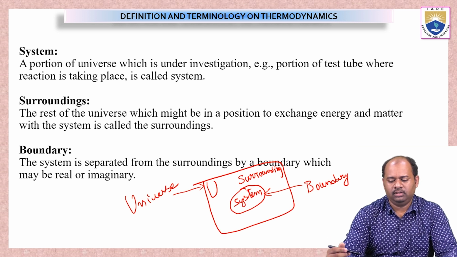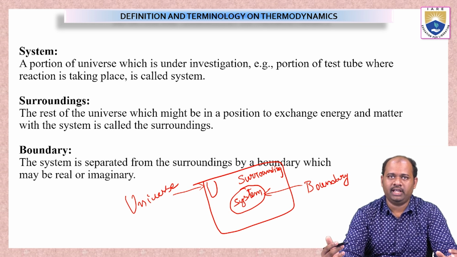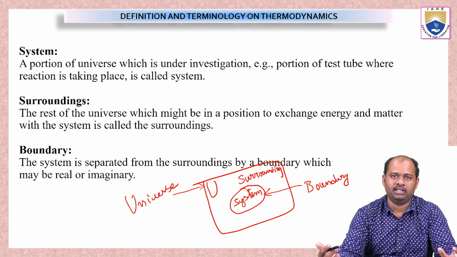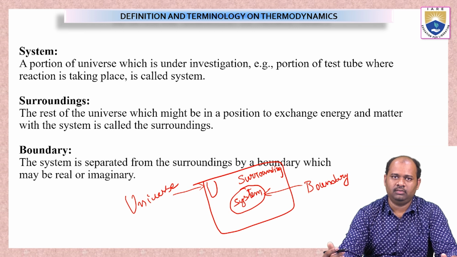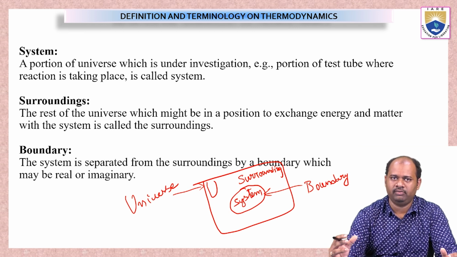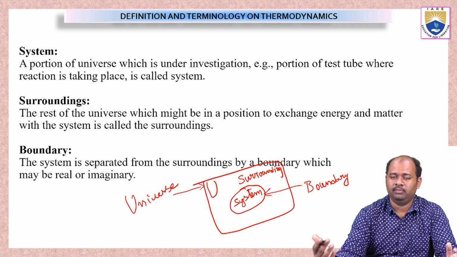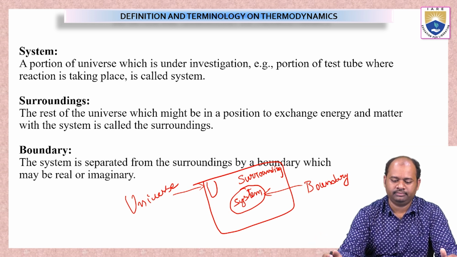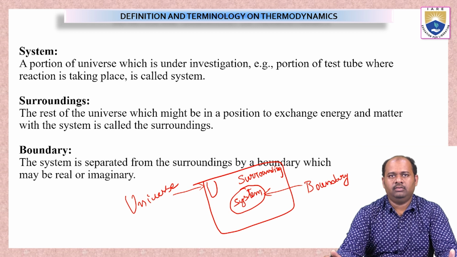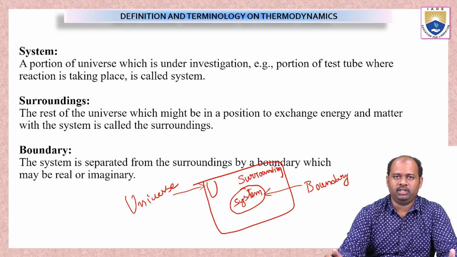Now, let us take an example of the system. A portion of a test tube where a reaction is taking place can be called a system. If we take a small test tube where we will do some experiments, like in chemistry, this test tube can be called a system, and the area surrounding the test tube can be called surroundings. And we are staying on the planet Earth. This can be called a universe. Now we'll go to the next definition, that is surroundings.